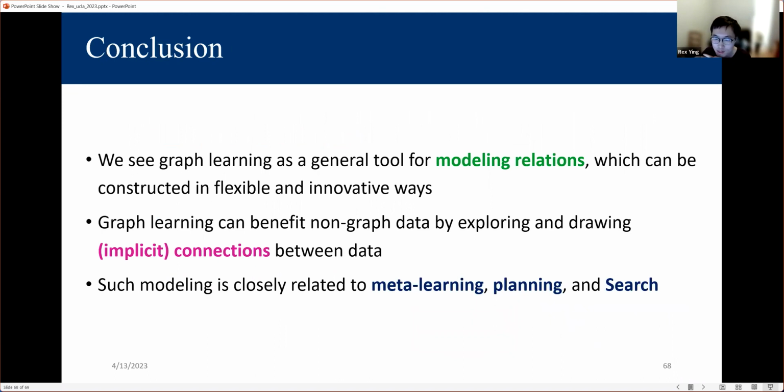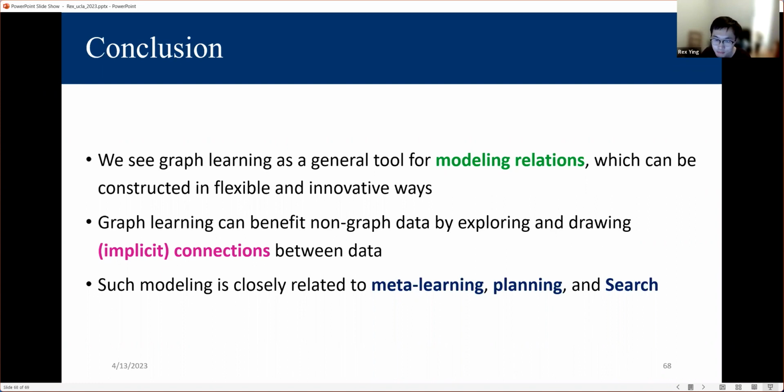But I'm going to quickly conclude what I have mentioned. We see various ways that we try to use graph learning for solving tasks that are not directly related to graphs as a data set. We use graphs as a general tool to model relations between entities and construct these relations in various different ways. We do see that graph learning can benefit non-graph data by exploring and drawing these explicit or sometimes implicit connections between data, and a lot of these applications are closely related to meta learning, planning, search, things that really need relations between each other, right?